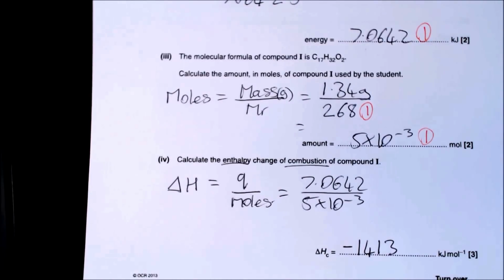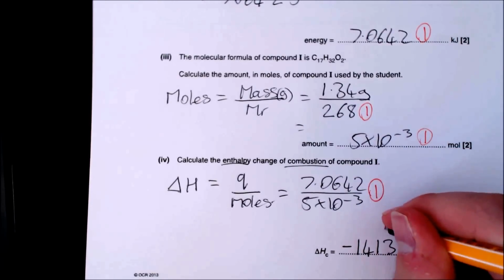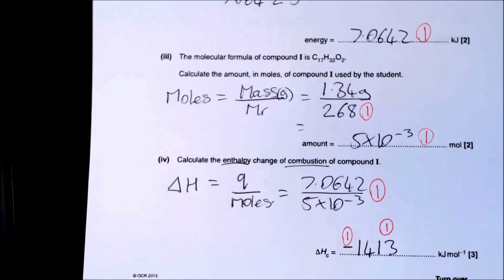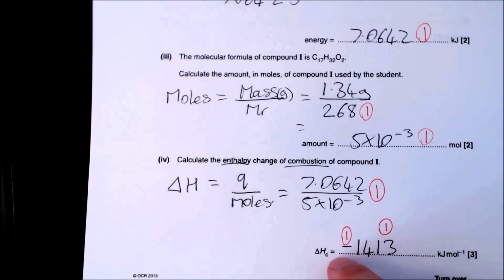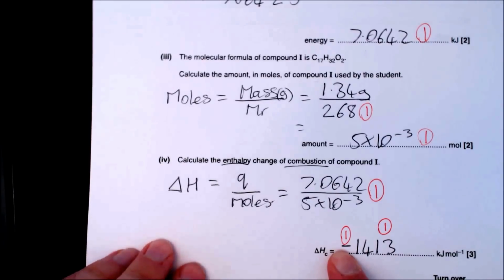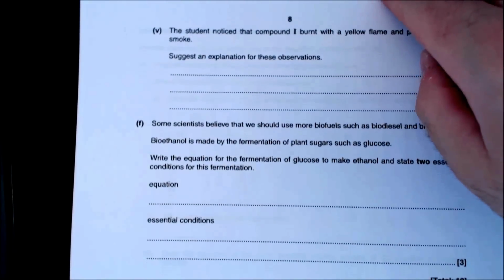So in terms of the marking, we get 1 mark for actually doing this bit. We get 1 mark for our answer, and then 1 mark for the sign as well. So you get 3 marks in total there. That's really, really important. Don't forget that. If you're burning anything, it must be a negative value, because that shows it's exothermic. Okay, right, so on to the next bit. It's a big question, this one.